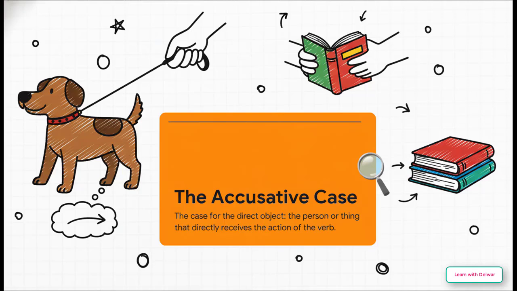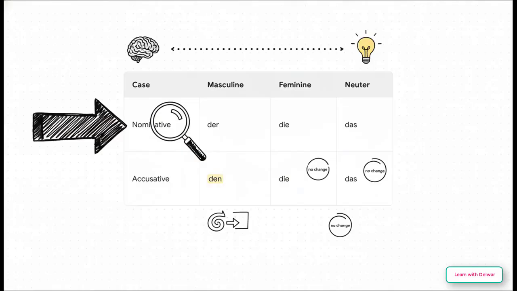So if you see a dog, the dog is the direct object. If you buy a book, the book is the direct object. See? Simple. So how does German show that a noun has this job? It's all in the article, the little word for the. But here's the secret that's going to save you so much headache.